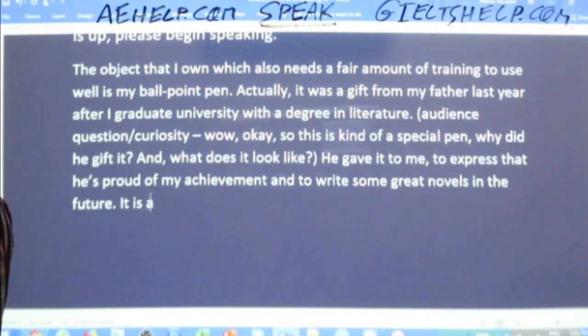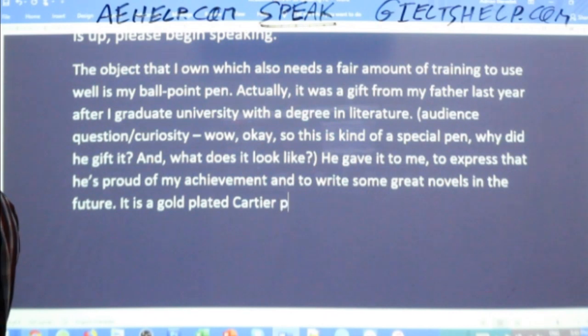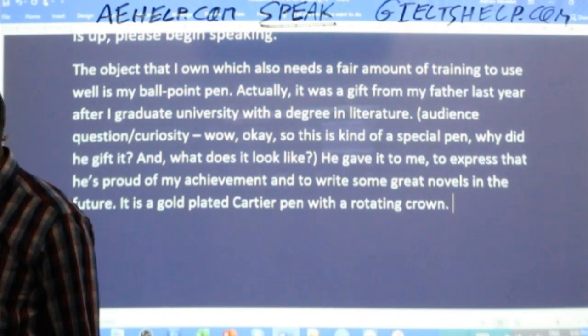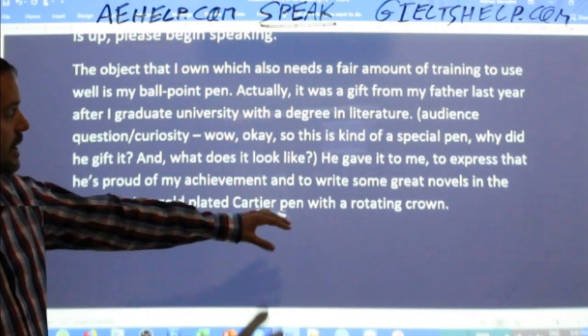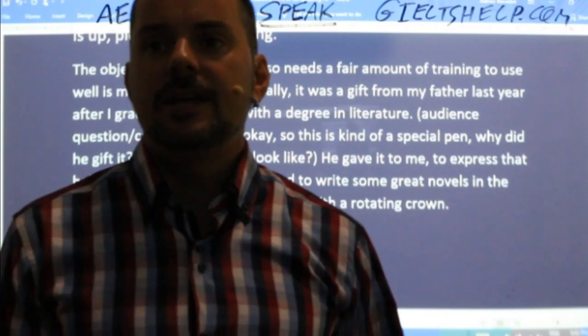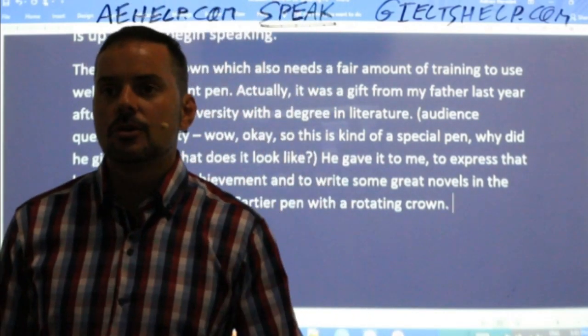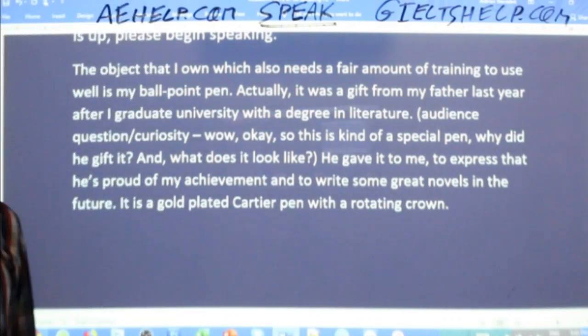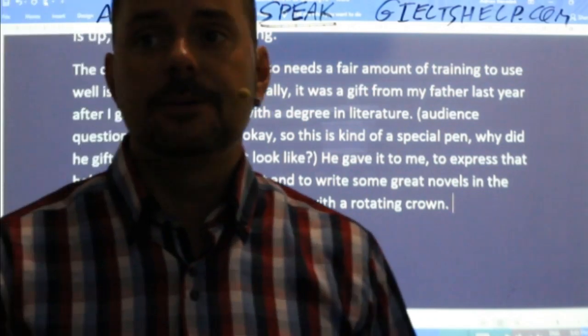It is a gold-plated Cartier pen with a rotating crown. Okay, I'm getting a little bit fancy here. Okay, so it is a gold-plated Cartier pen with a rotating crown. So it's a nice, luxurious pen. Hiba Ahmed says it is a thin gold pen that looks very elegant. Okay, great. So we have some good descriptions. Hiba, that's great. That's a beautiful description. It's different than mine. Sure.